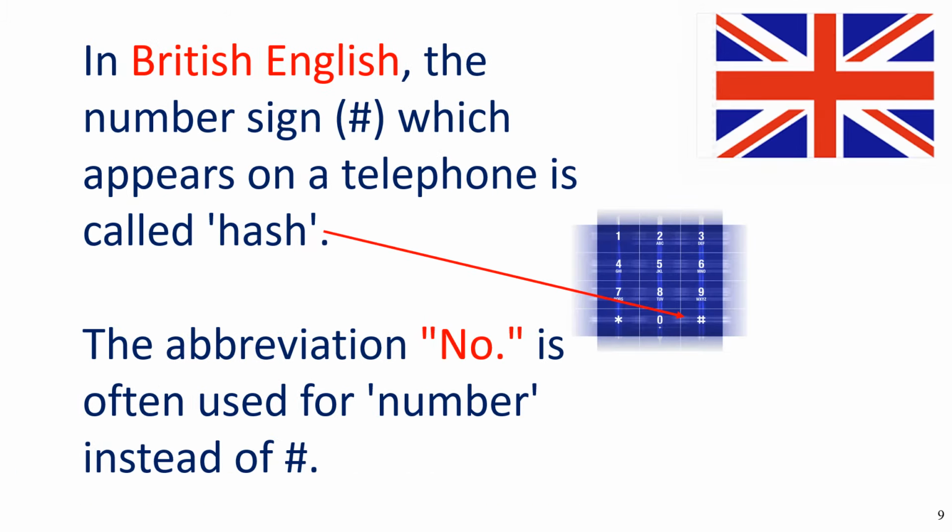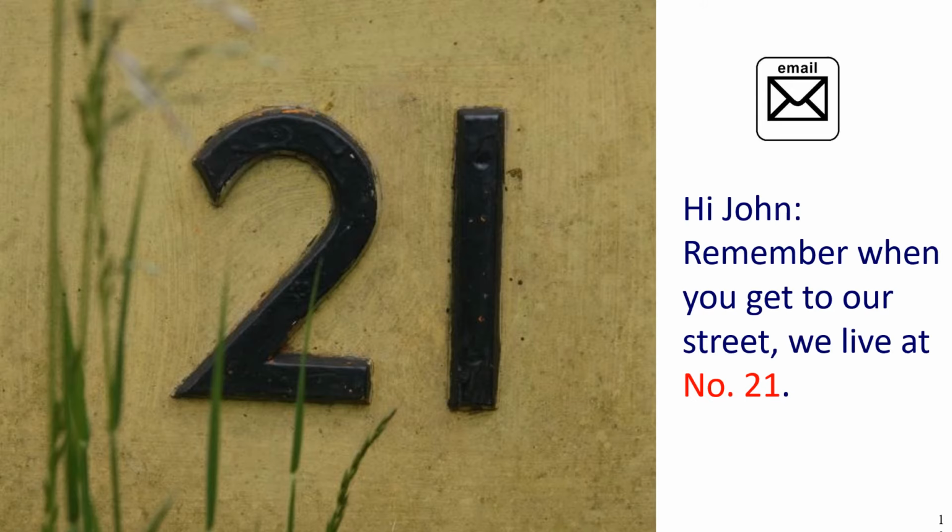In British English, the number sign which appears on a telephone is called hash. The abbreviation NO period is often used for number instead of the number sign. For example, in an email, Hi John, remember when you get to our street, we live at number 21.